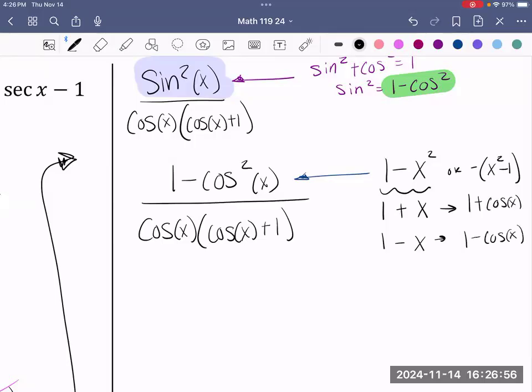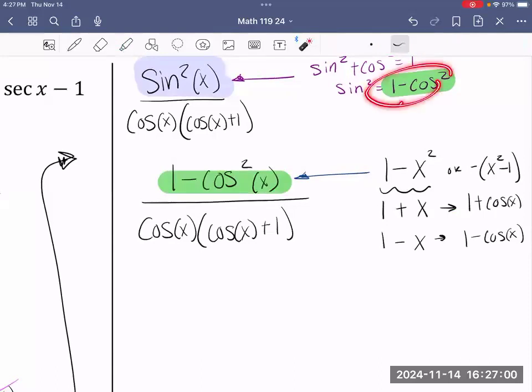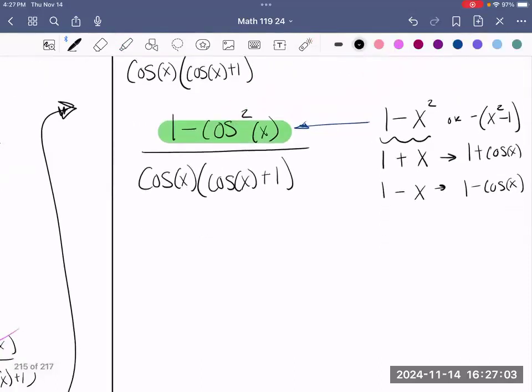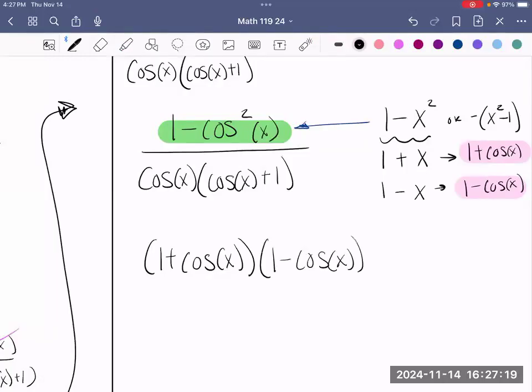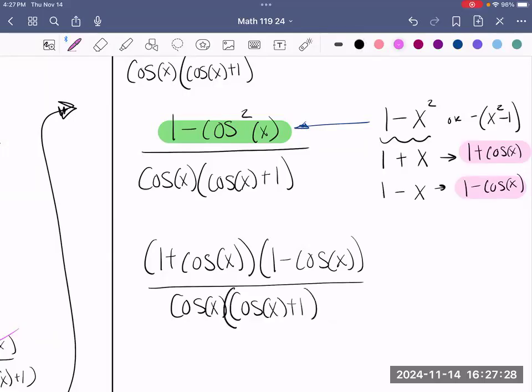So we can put that all the way back in and just replace. I didn't get a chance to show you where that had tracked, but we get to break it up now in terms of items that we have seen from before. So we have 1 plus cosine of x and 1 minus cosine of x, all over cosine of x and cosine of x plus 1. What do you notice now?